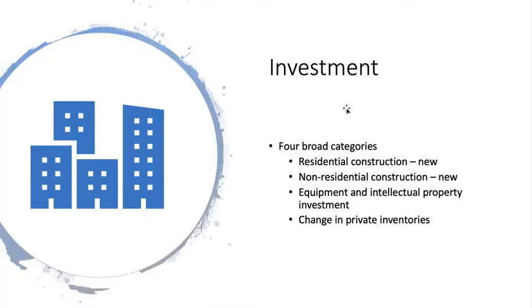The next category within the formula is investment, I. And within this, there are four broad categories. The first is residential construction. So this covers the new construction of residential housing, whether it be single family homes or apartment buildings or what have you. This is included in investment, but only the new housing.